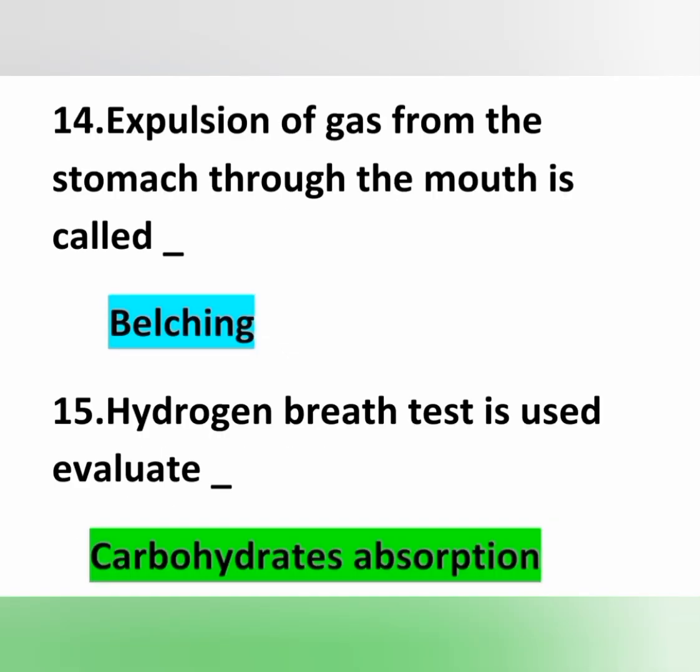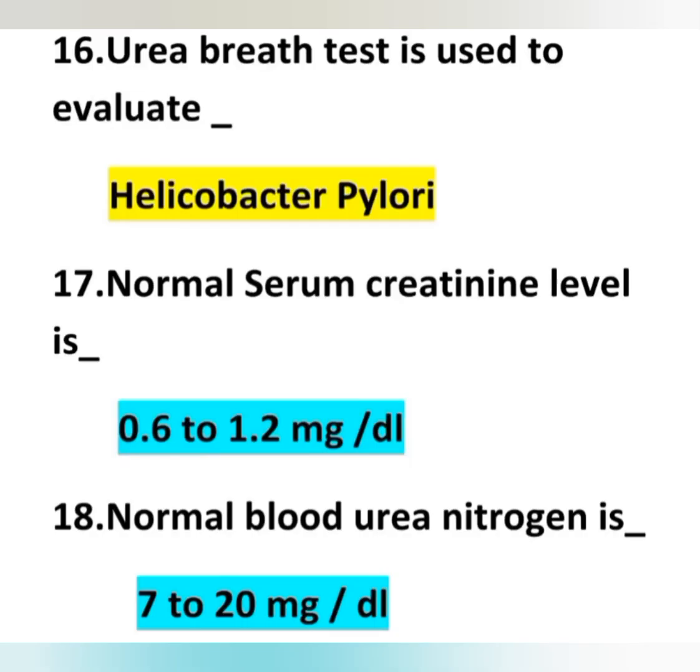And the next point, expulsion of gas from the stomach through the mouth is called belching. And the next point, hydrogen breath test is used to evaluate carbohydrate absorption. So hydrogen breath test for carbohydrate absorption. And the next point, urea breath test is used to evaluate Helicobacter pylori. And the hydrogen breath test is for carbohydrate absorption.